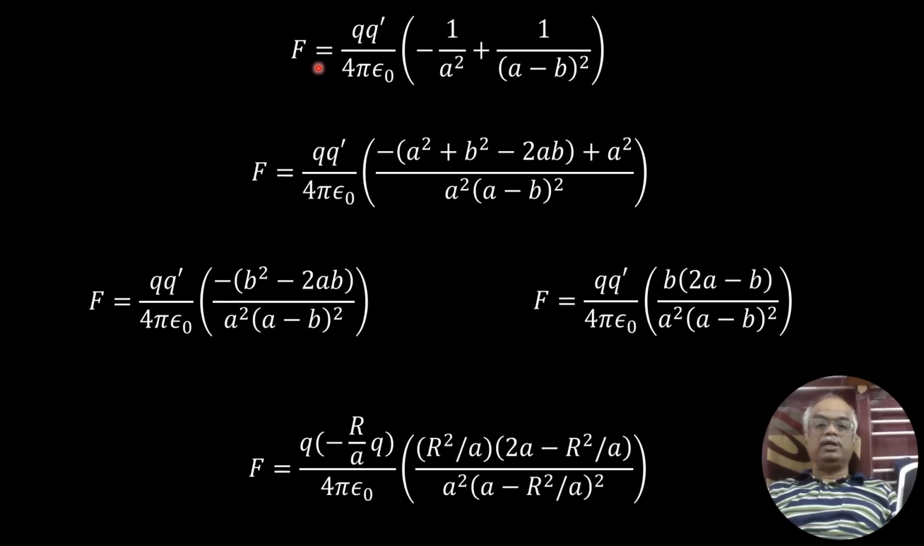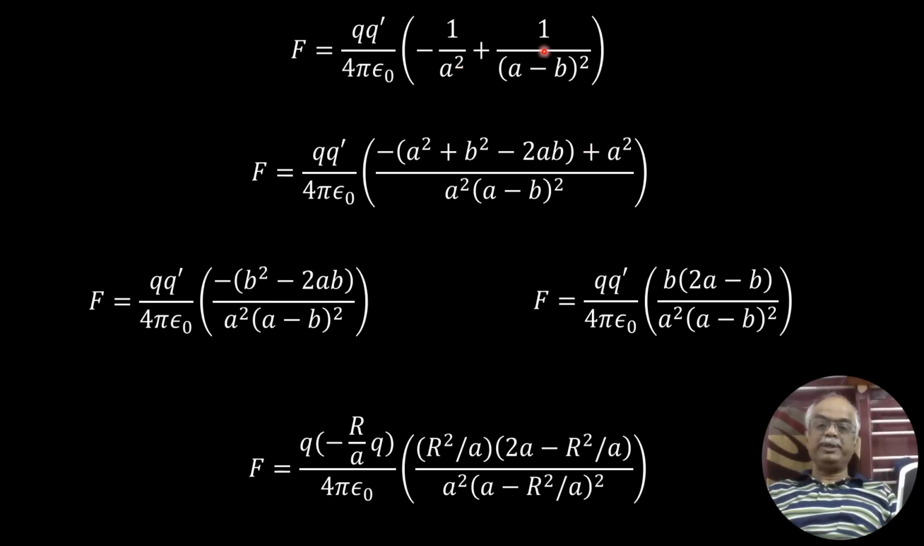Now we got this expression: F equals q over 4 pi epsilon naught times minus 1 over a squared plus 1 over (a minus p) whole squared. Now you take the LCM, that is a squared over a squared multiplied by (a minus p) whole squared. Then you bring this here: (a minus p) whole squared, which is equal to a squared plus p squared minus 2ap. Of course, you have a negative sign here.